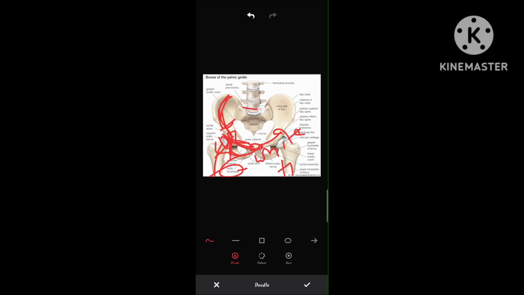And this is the sacrum bone or sacral vertebrae, and there is a surface in the ilium known as the sacropelvic surface. This sacropelvic surface adheres with the ala of the sacrum. This part is known as the ala of the sacrum, and forms the sacroiliac joint, which also provides support to the hip bone.